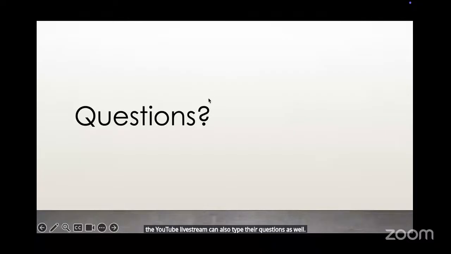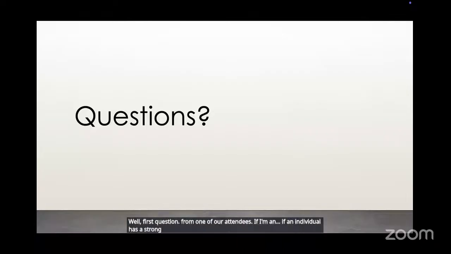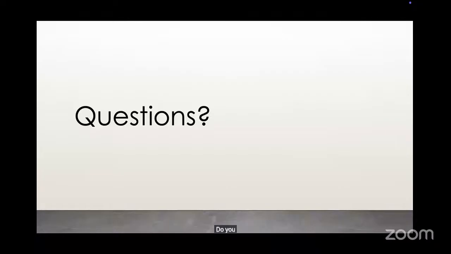Our first question from one of our attendees: if an individual has a strong family history of cancer, do you think it is advisable for them to have a PET scan as a routine screen for cancer? Some of what Dr.